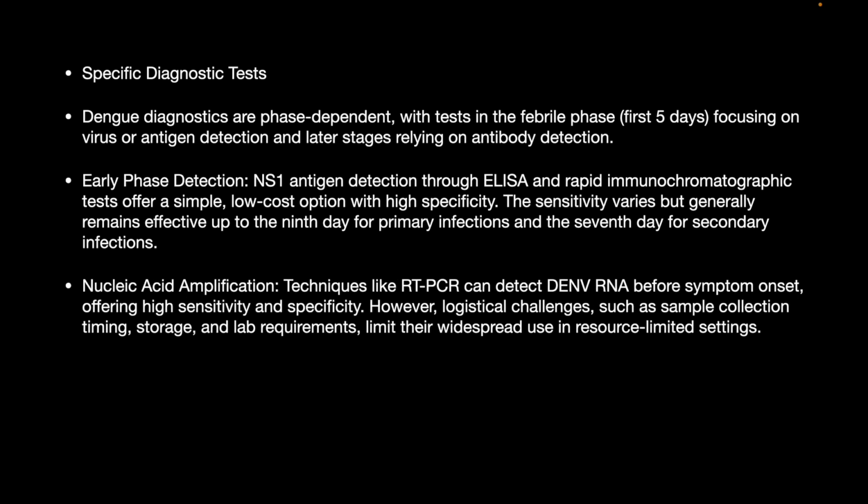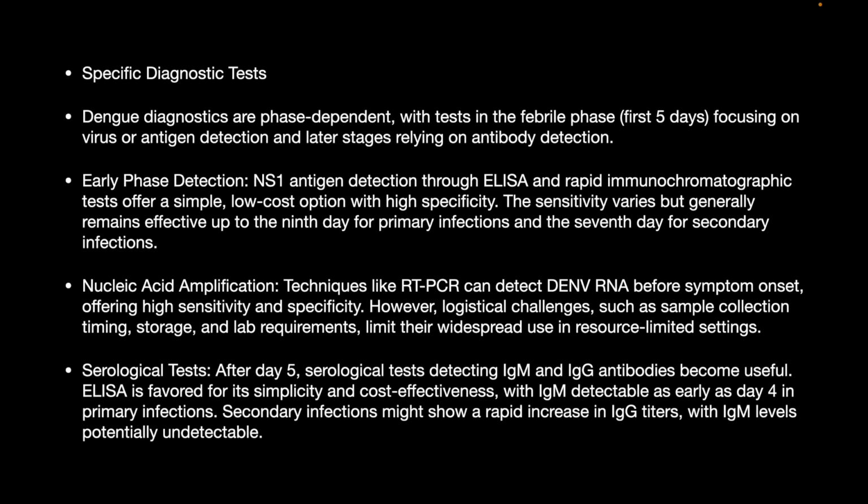Now, nucleic acid amplification techniques like RT-PCR can detect the RNA, and therefore have high sensitivity and specificity. However, they are not very simple and they are logistically challenging, so not widely used. The next is serological tests, after 5 days, where you detect IgM and IgG. IgM is detected as early as 4 days, and secondary infection can show a rapid rise in IgG with IgM levels potentially undetectable.